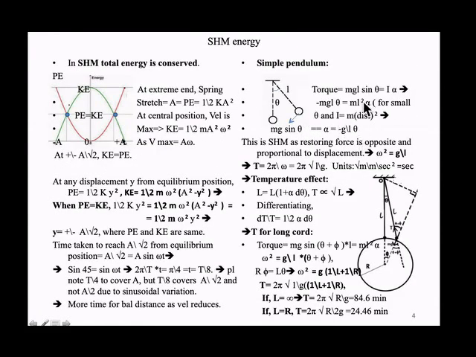So here ml square alpha is minus mgl theta. So alpha is equal to minus g by l theta. This is omega square. Then the time period 2 pi by omega is 2 pi root of L by g. So for a simple pendulum, the time period is 2 pi root of L by g.